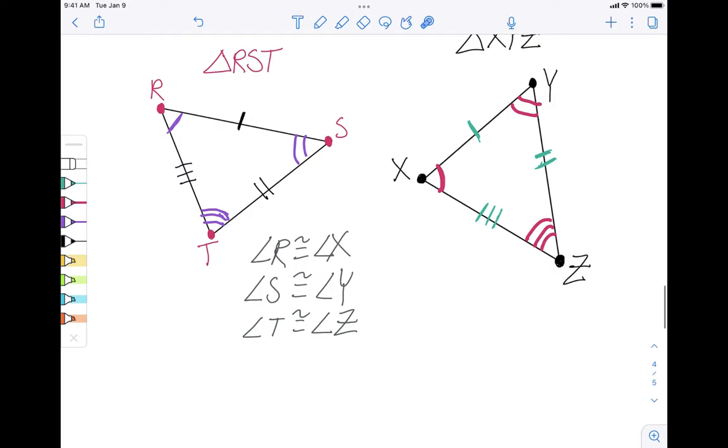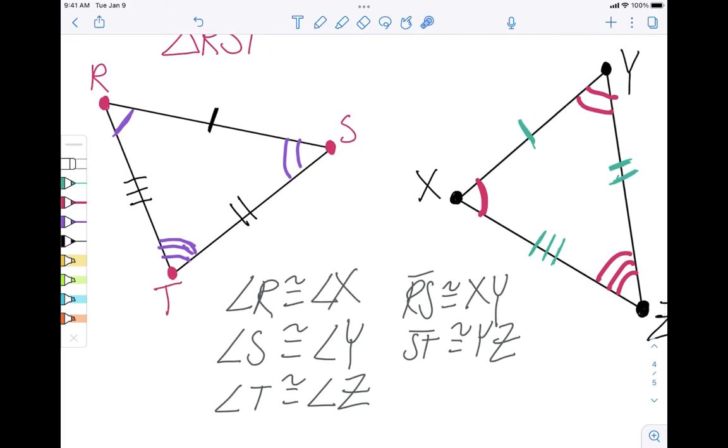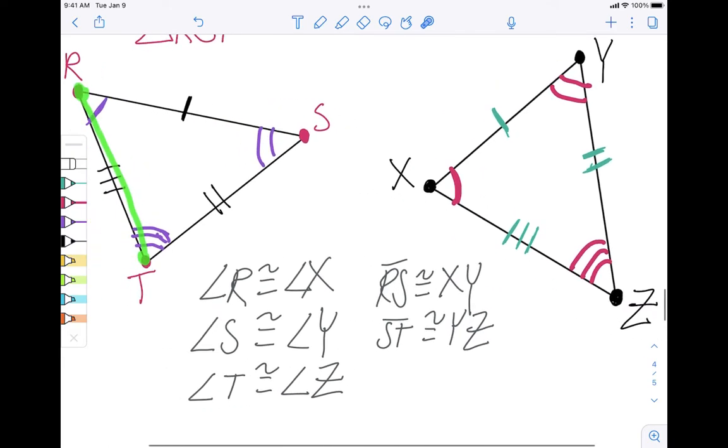Our first side here on this triangle on the left is RS, right? Because it's our single. Well, our single on our second triangle is XY. So RS is congruent to XY, just like that. Our double, ST, is congruent to YZ, double. And finally, our triple, TR, is congruent to ZX. And look at that.